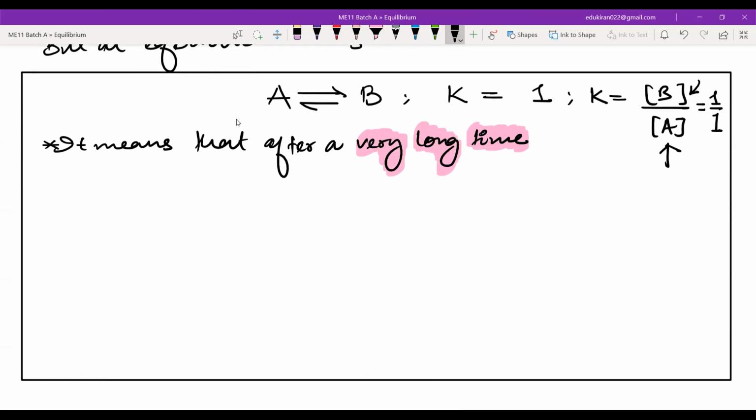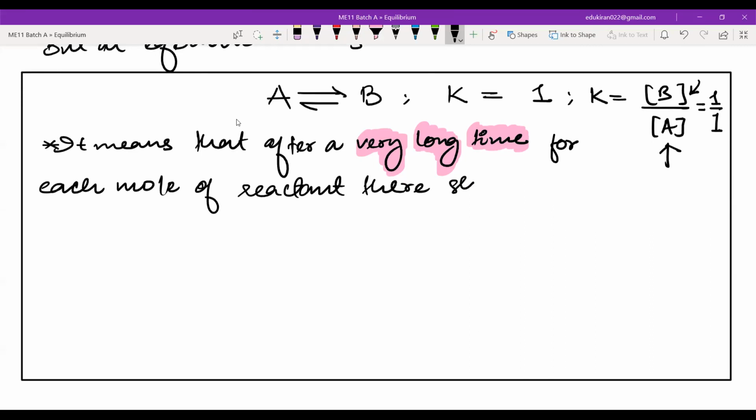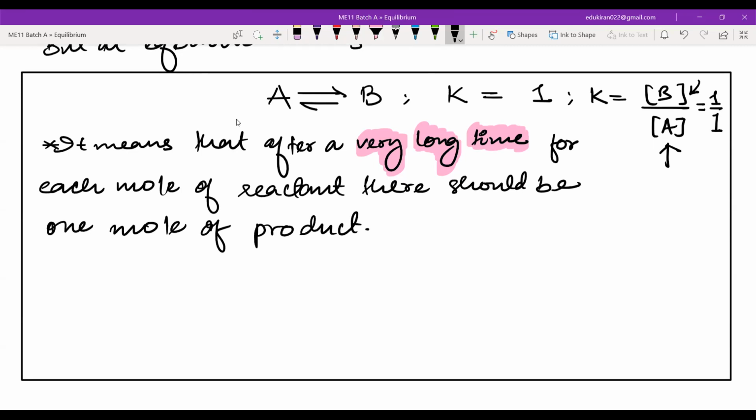It means that after a very long time, for each mole of reactant, there should be 1 mole of product. Okay, so this is a very simplistic case that you can remember in your mind to get a feeling of what the equilibrium constant is. It is nothing like an abstract thing, right? You understand now? Yes or no?